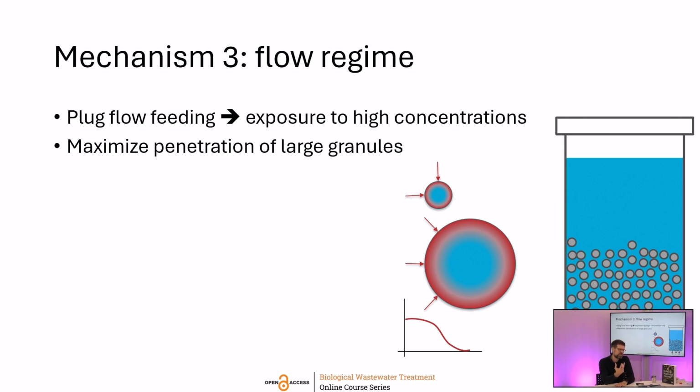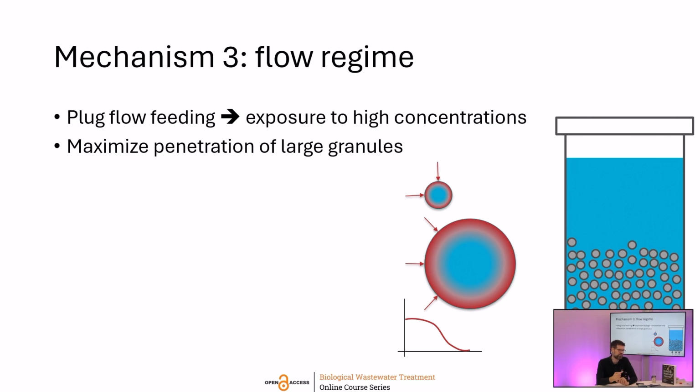This third mechanism we identified is really the flow regime. So you need that plug flow feeding. That's because if you do plug flow feeding, especially in a batch system where you displace the cleared effluent with influent, you really have high concentration gradients. And if you have a high concentration gradient between the bulk and the inner side of the granule, that gradient makes sure that the diffusion of substrate into the granule will be fast, because you start at a high concentration, so you kind of push the substrate into the granule.